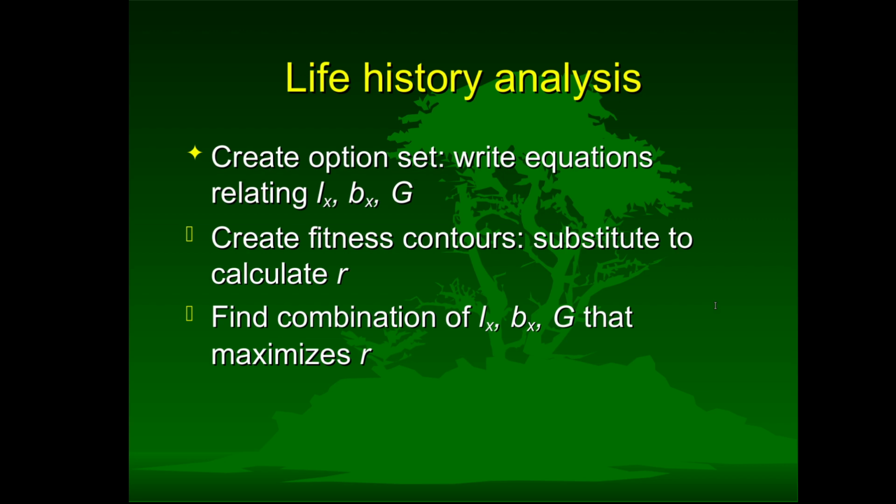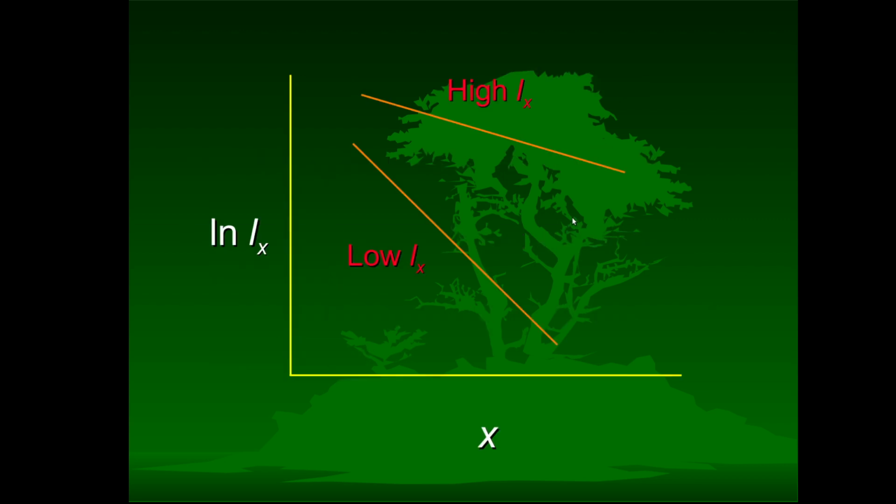So we can express the cost of reproduction in terms of the survivorship curves. So here are the survivorship curves. You have age on the x-axis and the log of survivorship on the y-axis. As age increases, the survivorship might go down, and it might be low to begin with. Or as the age increases, survivorship might go down, but it might be higher to begin with.